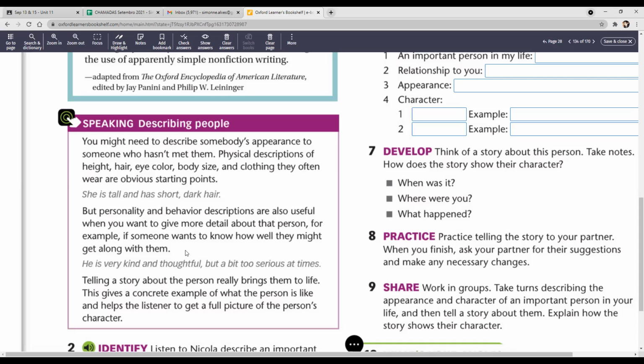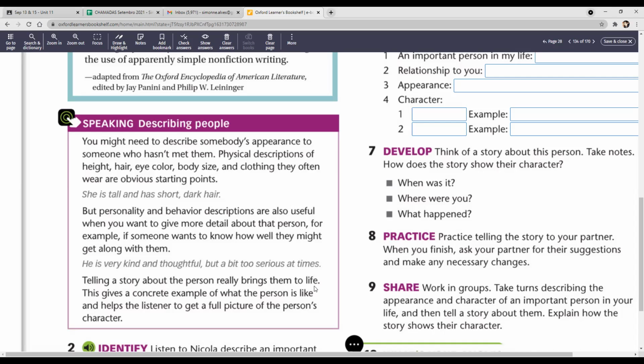Okay, so here we have an example. Can you read the example, please, Mateus, here in the box? He's very kind and thoughtful, but a bit too serious at times. All right, thank you.